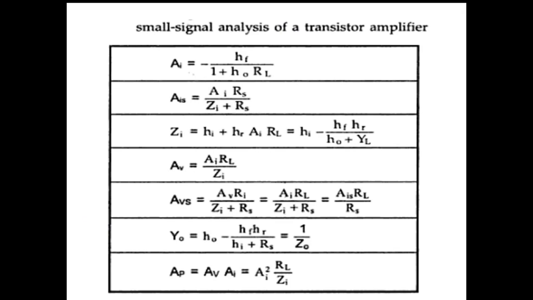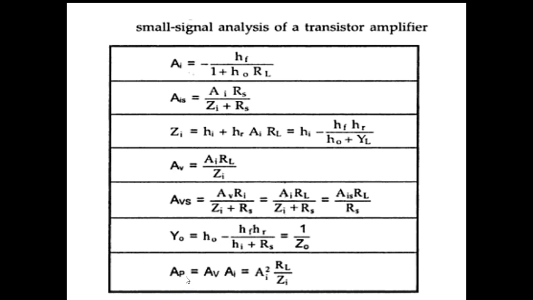Okay, these values will change whenever we consider the source resistance value. The source voltage has some internal resistance. If you take that internal resistance into consideration, then these values will change. These are given as AIS. This is current gain with source resistance considered. Similarly, AVS. These two values will be additional whenever the source resistance RS is considered.